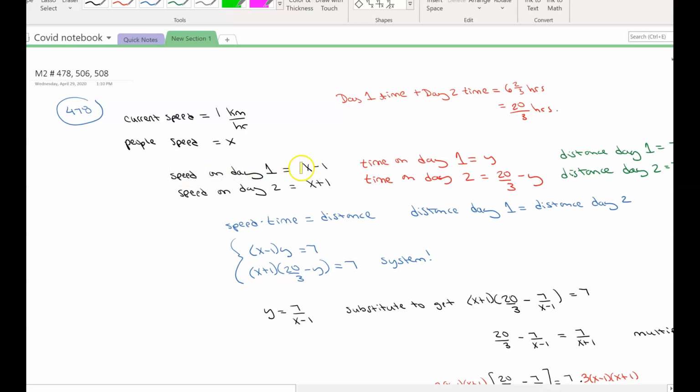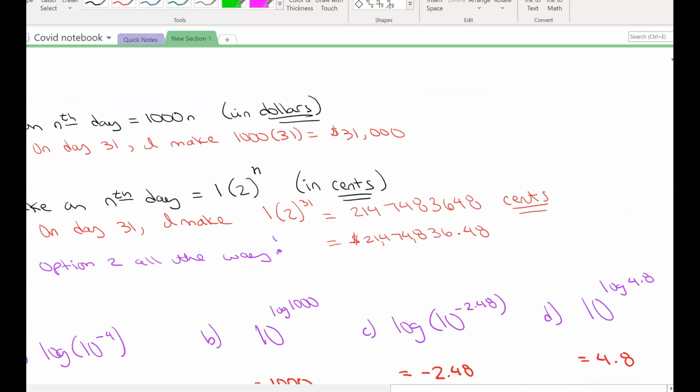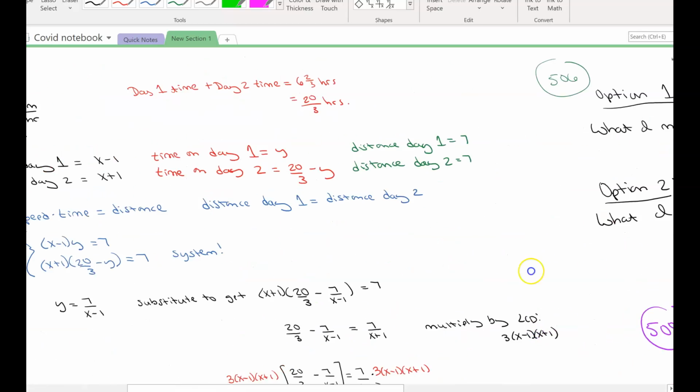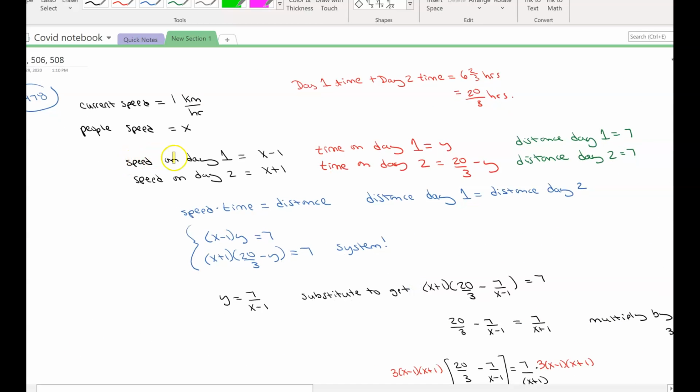So here's the first line, all about time. On day 1, this is their speed, and their time on day 1, let's just call it y, because we don't know what the time per day is. So the time on day 1 is y. The time on day 2 is going to be 20/3 minus y, because the total is 20/3. Now, the distance they travel on day 1 is 7, and the distance they travel on day 2 is 7. So those distances were the same.